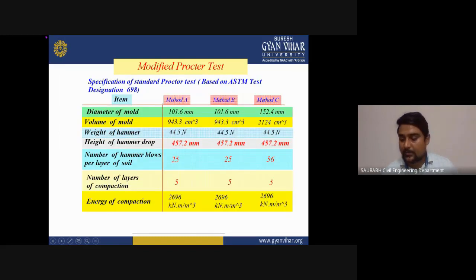And this is the table, how you have to plot it. As you can see, first is the diameter of mold and volume of mold, weight of hammer, height of hammer drop, number of hammer blows per layer, number of layers, compaction, energy of compaction. You have to do the compaction of three samples, and after three samples you can determine the average for the modified Proctor test, which will give the optimum moisture content. At that content, you will get the maximum dry density of the soil.